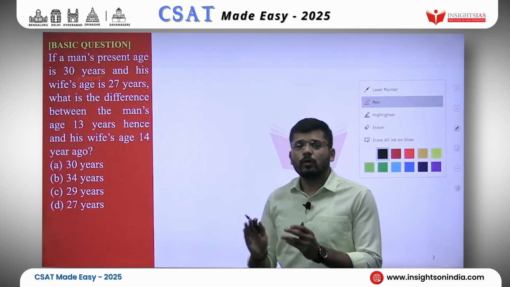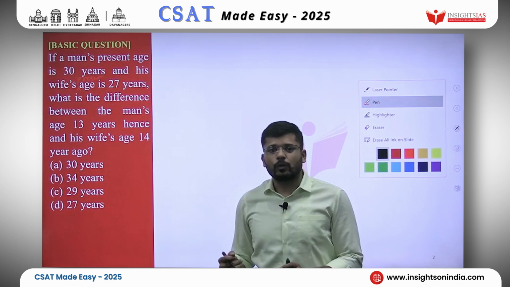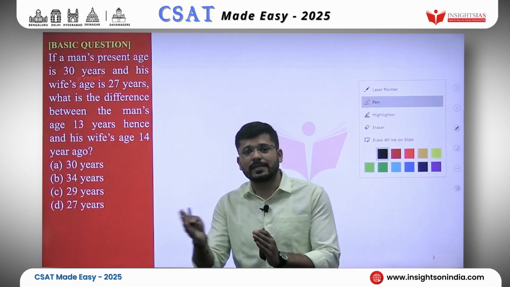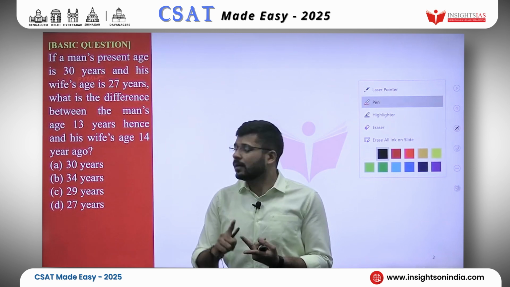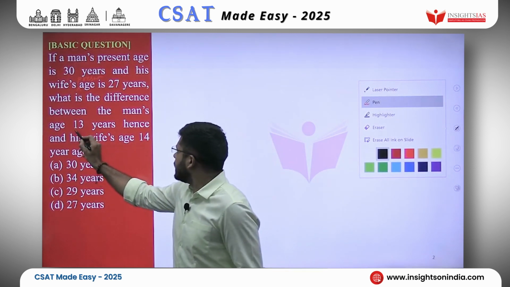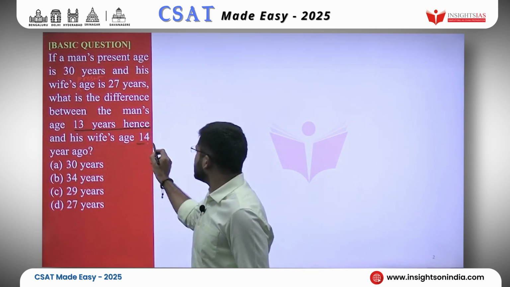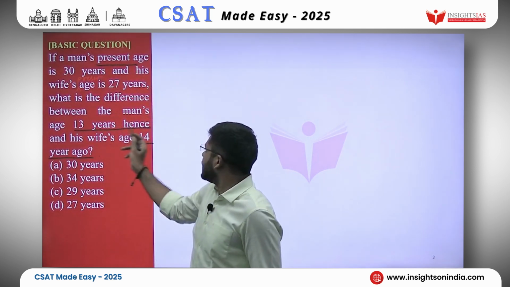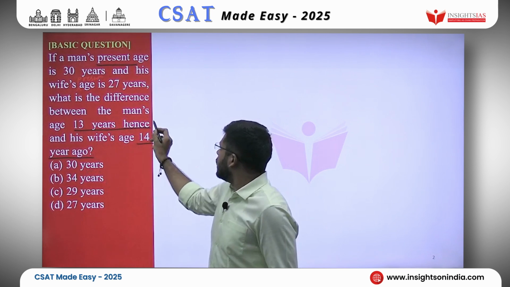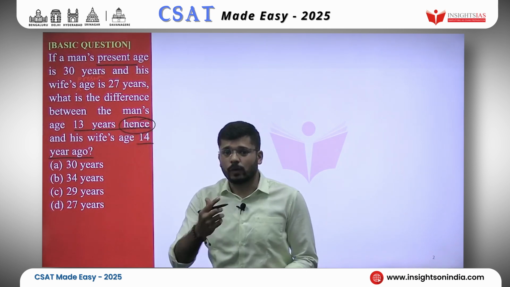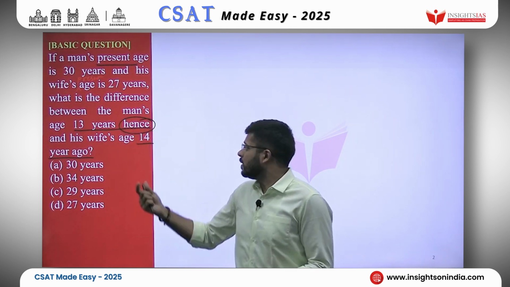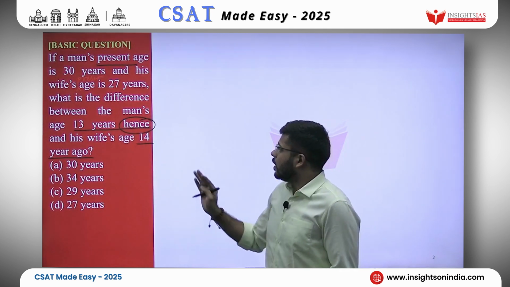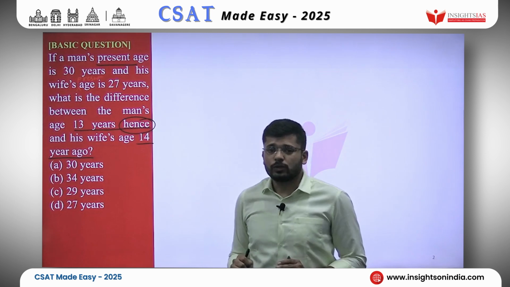Now in this question they are talking about three different timelines. Which are the three different timelines? One is present, the other is 13 years hence, and the other is 14 years ago. The word hence means in the future. In this case, that is 13 years in the future. Now, how shall we solve this question?